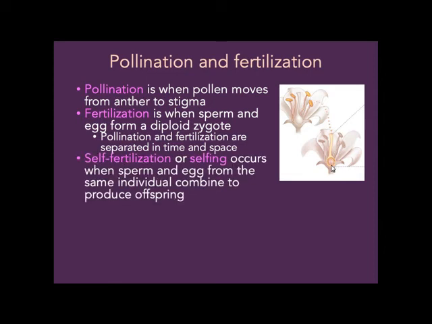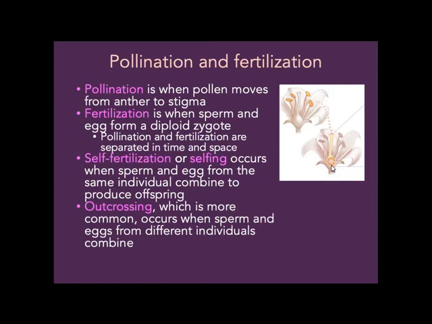We've talked about self-fertilization or selfing a little bit, but just to remind you that this can happen when the sperm and the egg from the same individual combine to produce offspring. They don't have to be from the same flower, really. It could just be an individual with two different flowers, and the pollen from one of the flowers lands on the female organs of the other flower. Outcrossing is more common, so this is when the sperm and the eggs from different individuals combine. And there's lots of different mechanisms that plants use to make it more likely that outcrossing will occur than self-fertilization.